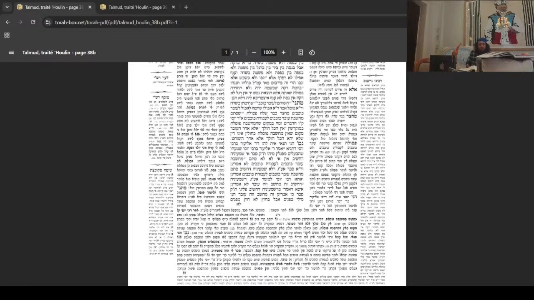But then, of course, you've got the Tanna Kamma and Rabbi Eliezer, who don't seem to have a problem with the non-local causality.